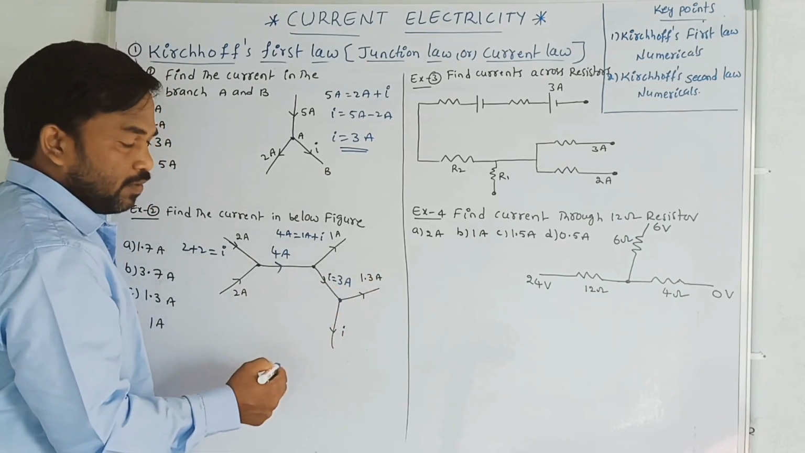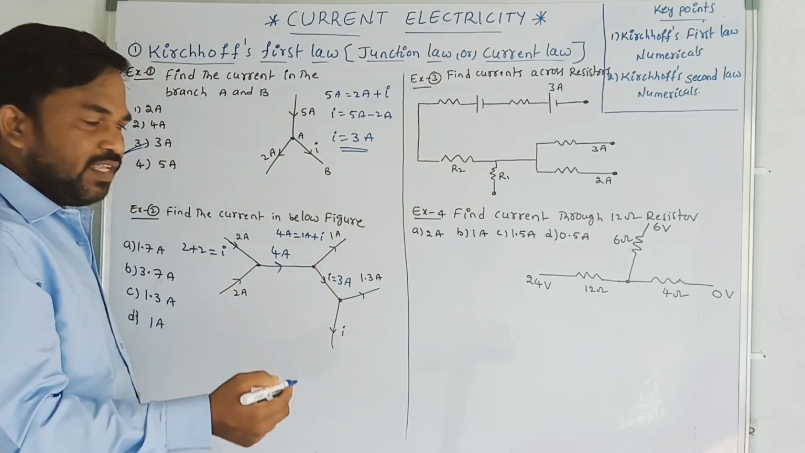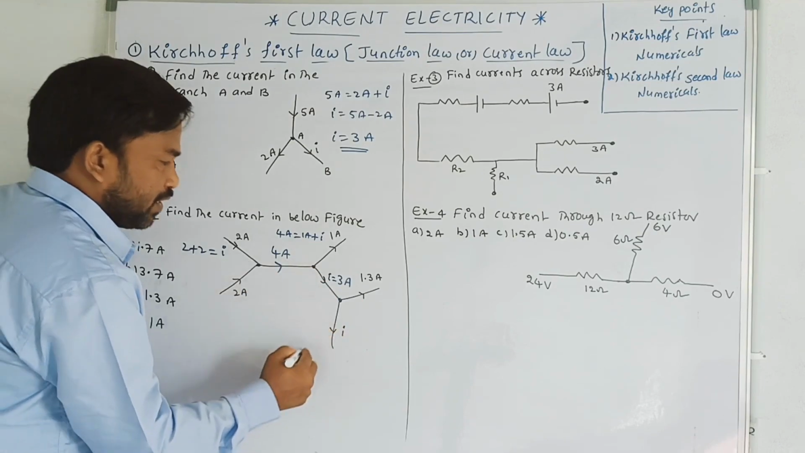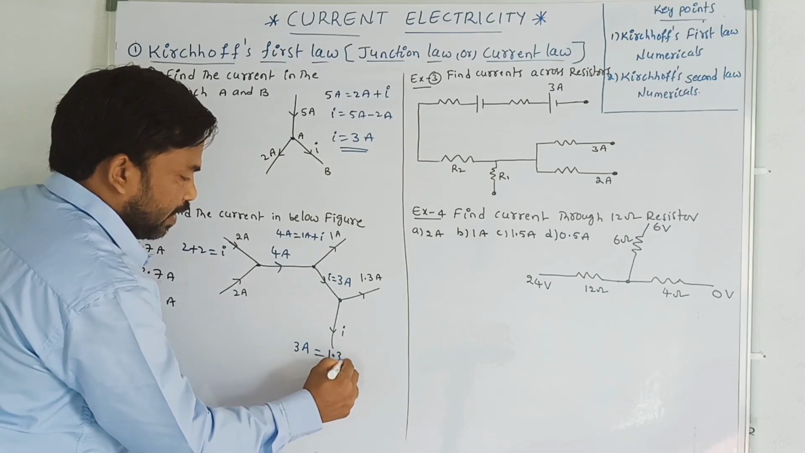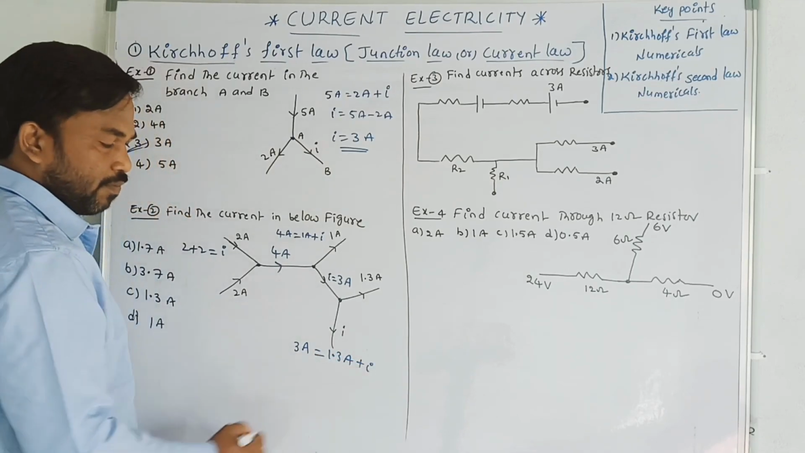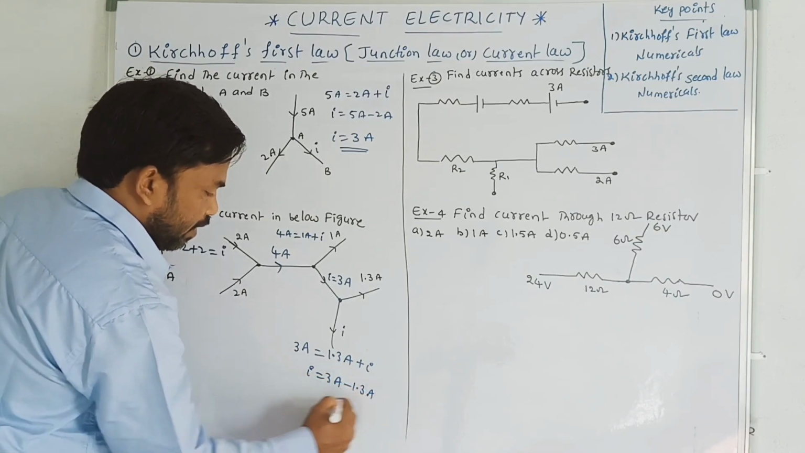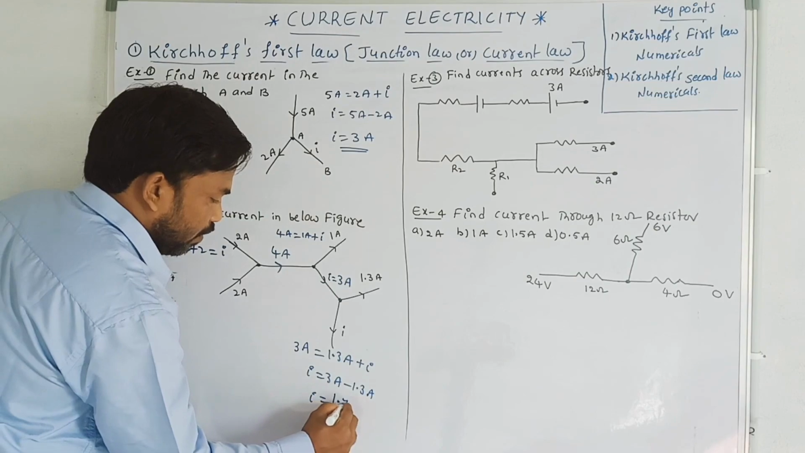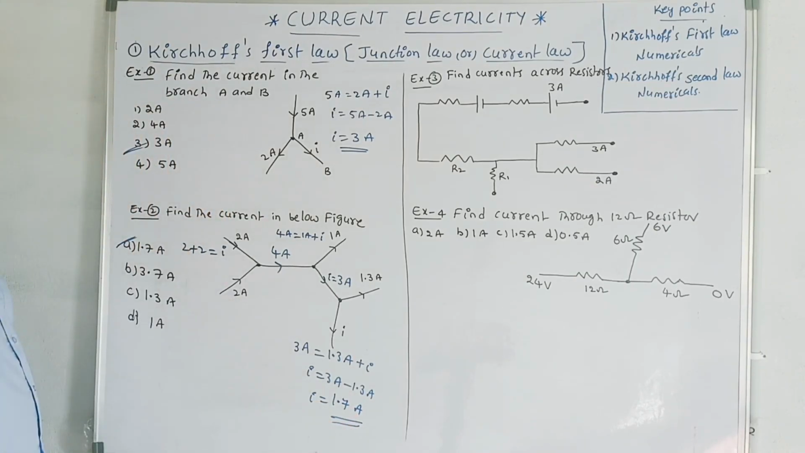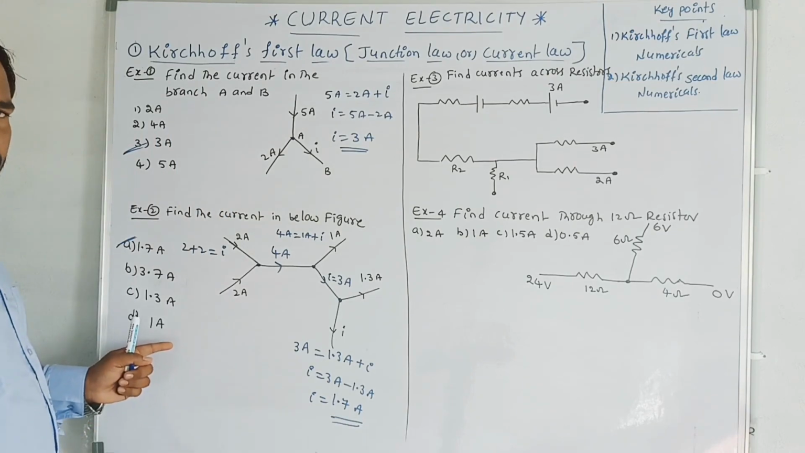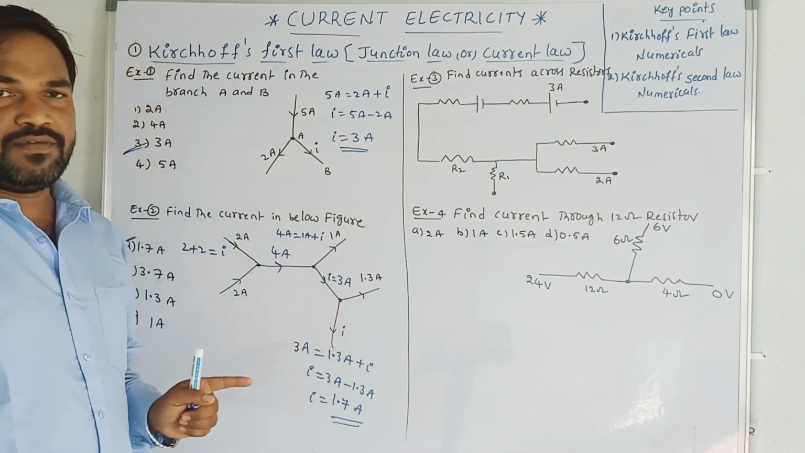Now again apply the first law. The sum of the currents entering the junction is always equal to the sum of the currents leaving the junction. What are the currents entering the junction? 3 ampere is entering the junction, which is equal to 1.3 ampere plus I. Therefore, I is equal to 3 ampere minus 1.3 ampere. Therefore, I is equal to how much? 1.7 ampere. This is option 1, the right answer. Okay, is it clear? Always we have to apply the rule. By applying it, we can easily find the answer.